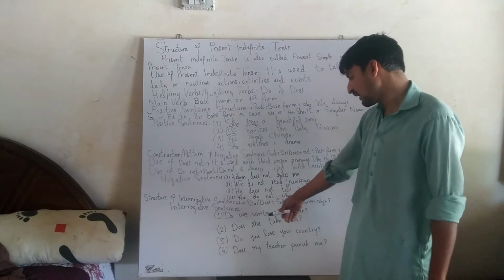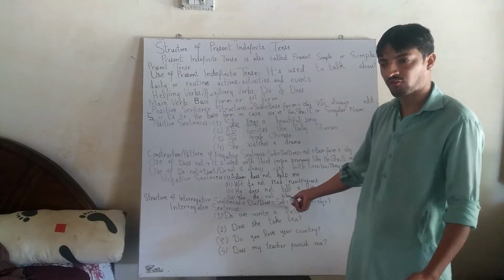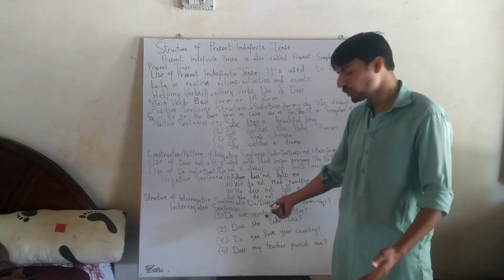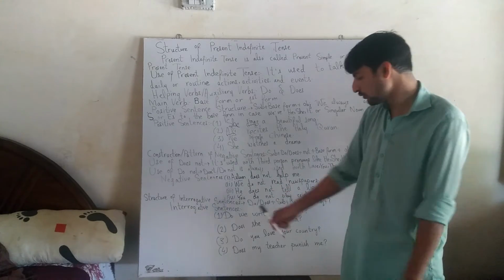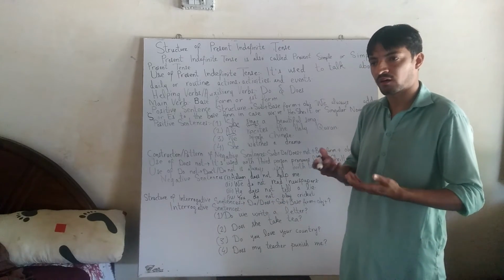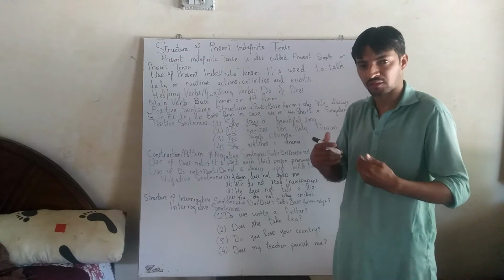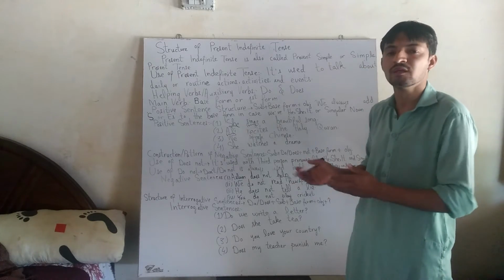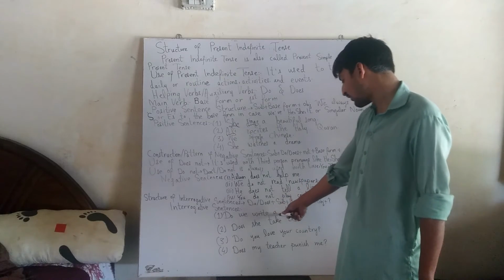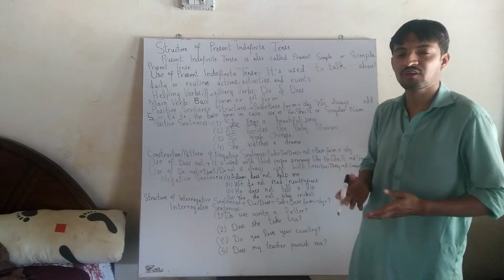So we have sentences like, do we write a letter? It's very simple, very understandable, because we use do with plural. So we have here we. That is why we form the interrogative sentence by adding do with we. So do we write a letter? Then the second sentence, does she take tea?